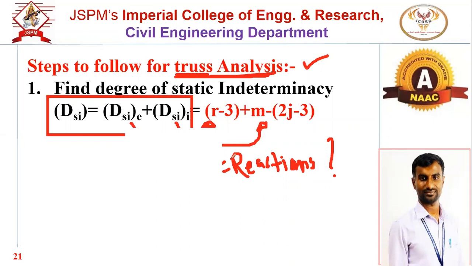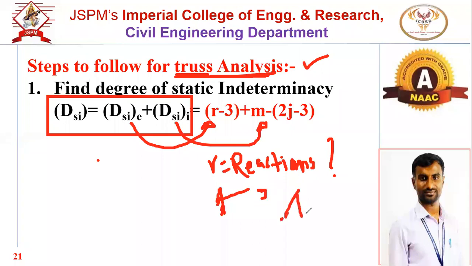Support, sir. Yes. So the number of unknown reactions depends on the support. Very good. This R is nothing but the number of unknown reactions. If the support is fixed, there are 3 unknown reactions. If the support is hinge, 2 unknown reactions. If the support is roller, then 1 unknown reaction. So based on these supports, we can calculate the reactions.